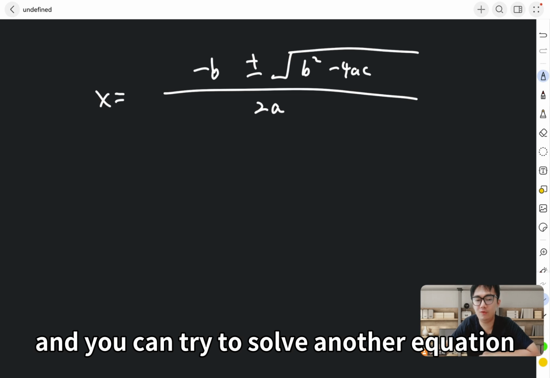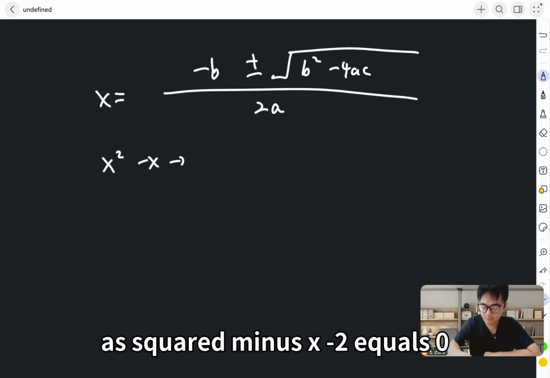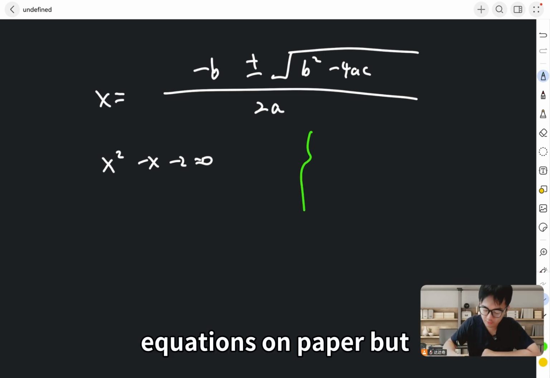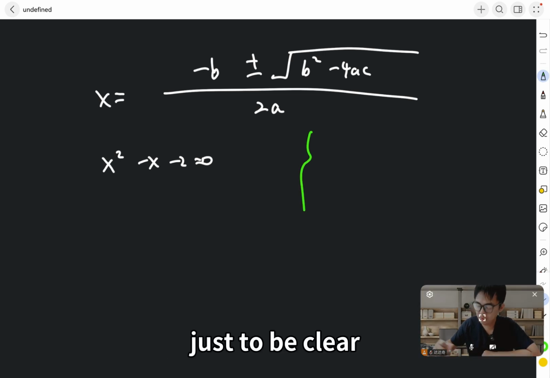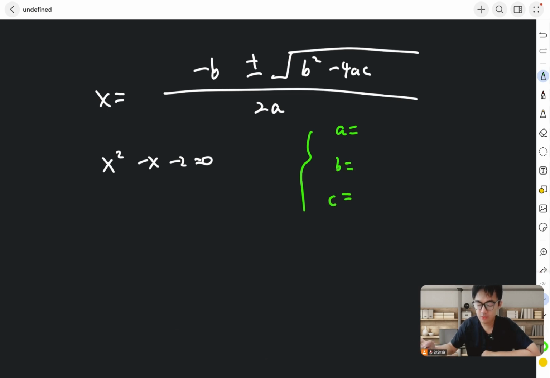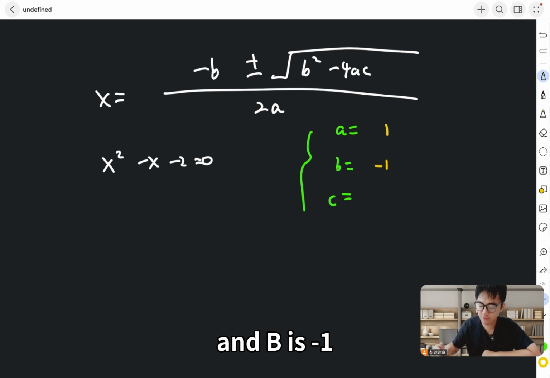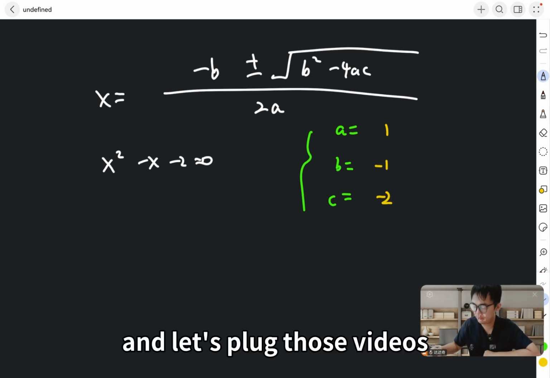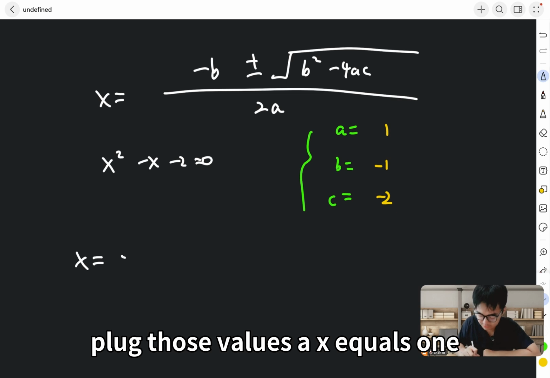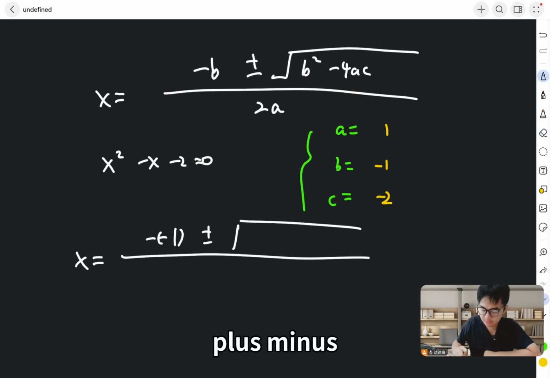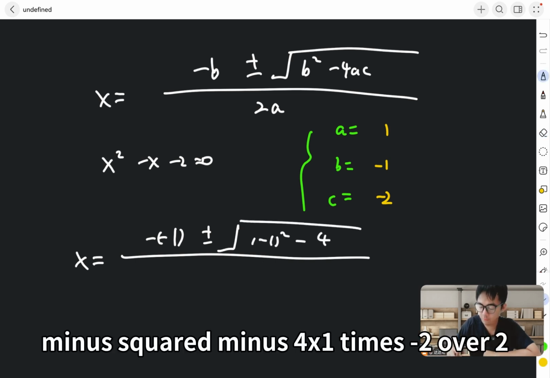You can try to solve another equation, x squared minus x minus 2 equals 0. You don't need to do this when solving equations on paper, but just to be clear, let me write the values of a, b and c. So a corresponds to 1, b is minus 1, and c is minus 2. Let's plug in those values. x equals minus b, which is 1, plus or minus the square root of b squared minus 4 times 1 times minus 2, over 2.